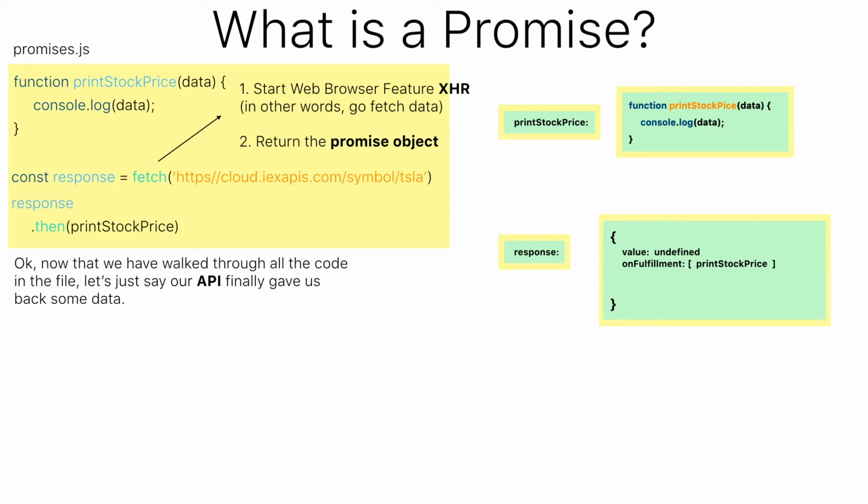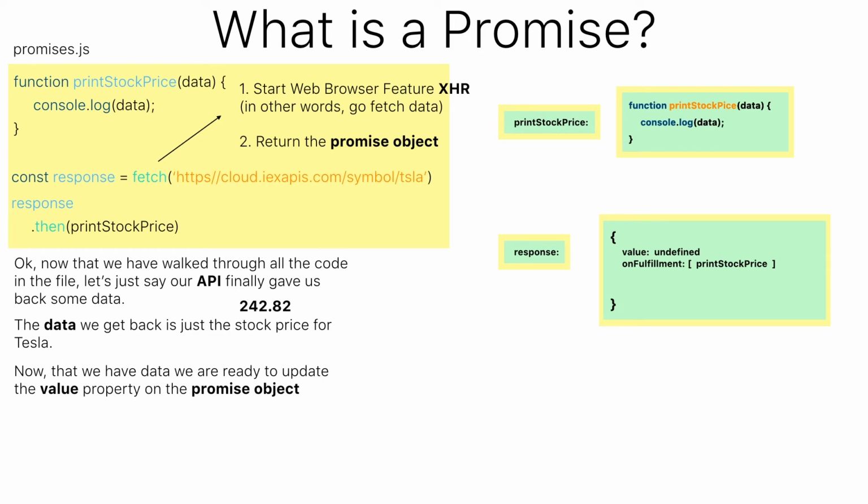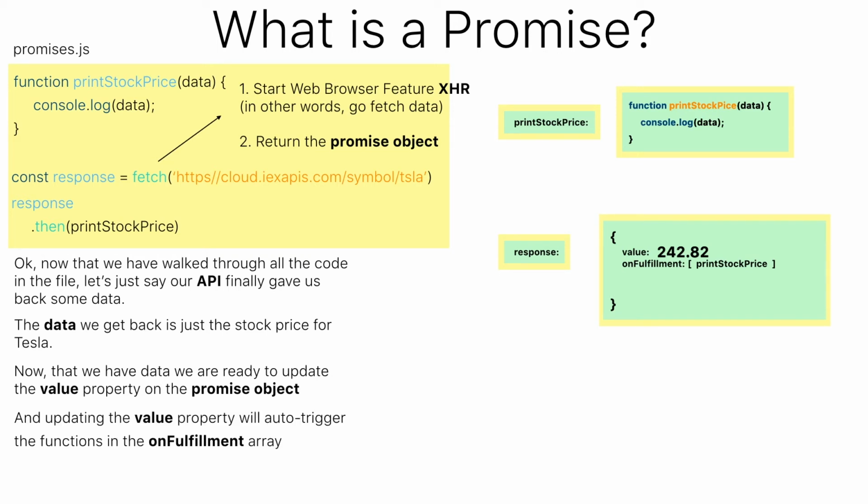Okay, now that we have walked through all the code in the file, let's just say our API finally gave us back some data. And the data we get back is just the stock price for Tesla. And that stock price happens to be $242.82. Now that we have data, we are ready to update the value property on the promise object. So let's go ahead and do that. We'll update value to contain the data that we got back from our API. And updating the value property will auto-trigger the functions in the onFulfillment array.